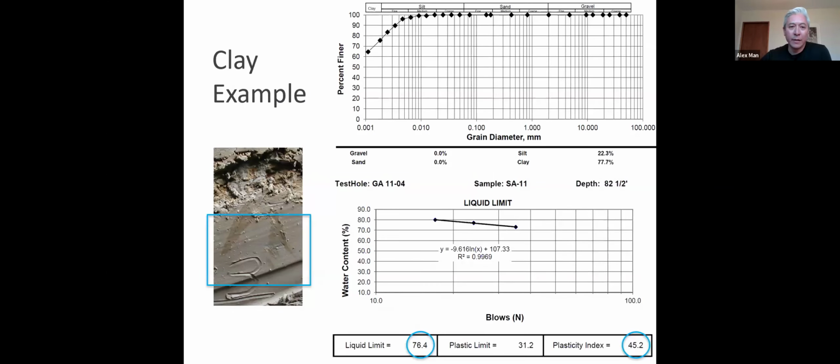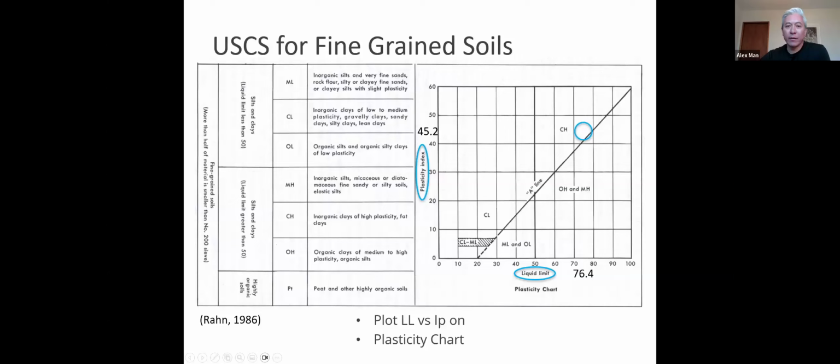If we look at a clay, this sample is in around the 77% clay range. It had a liquid limit of 76-ish and a plastic limit of 31. So now the plasticity index is up at 45, quite a bit higher than that last sample. So we'll plot that again on the same chart. Now we're getting the 76 over here, which puts us against this 45.2 up here, and now you're plotting in the zone of CH. So C is for clay, H is for high plasticity.